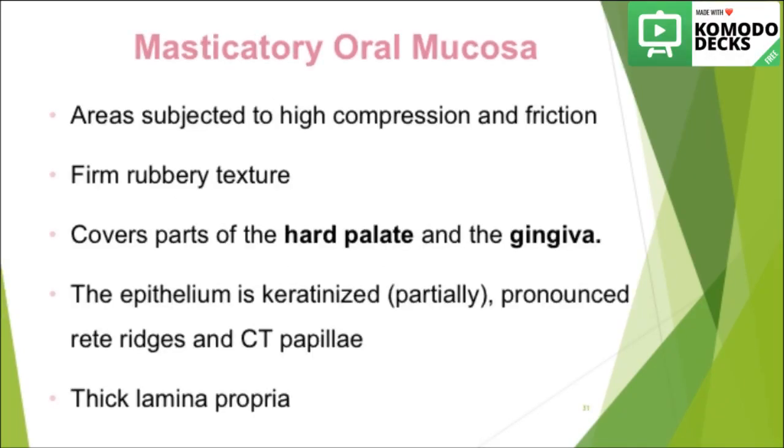The masticatory mucosa is called so because it's subjected to high compression and high friction. It has a firm rubbery structure. It covers part of the hard palate and the gingiva. This epithelium here is keratinized, or partially keratinized. It has pronounced rete ridges and connective tissue papillae, and it has thick lamina propria.